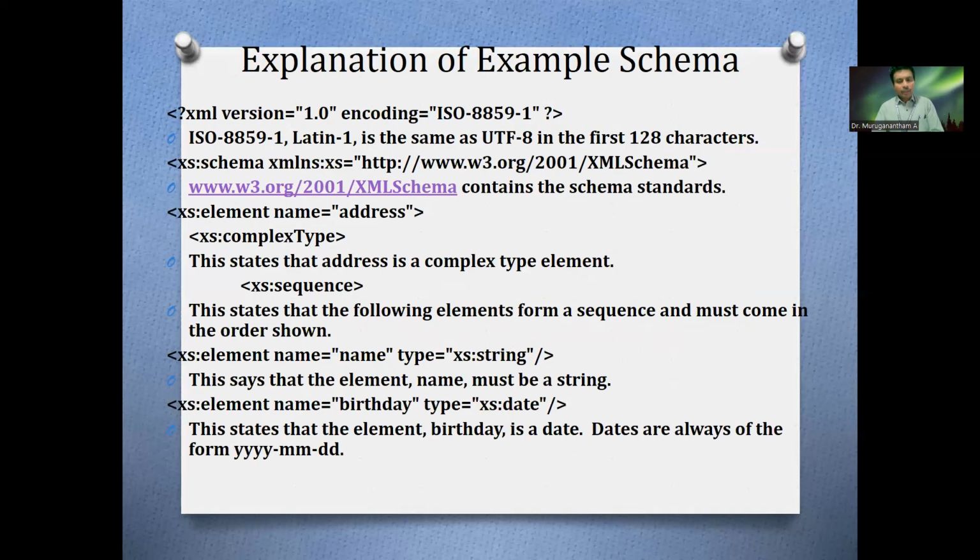And the explanation for the previous slide is this. The complex type states that the address is going to be a complex type of element, and the sequence means that the following elements form a sequence and must come in the order in which you created them. This says that the element name must be a string, and the birthday should be in a date format. As per this, the date is going to be in the format of year, month, and day.